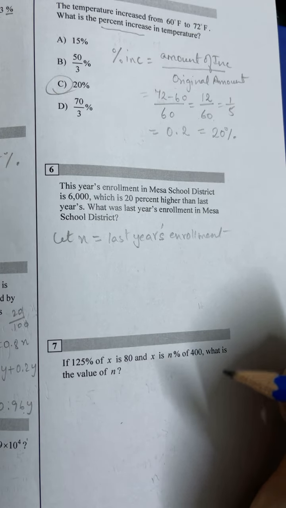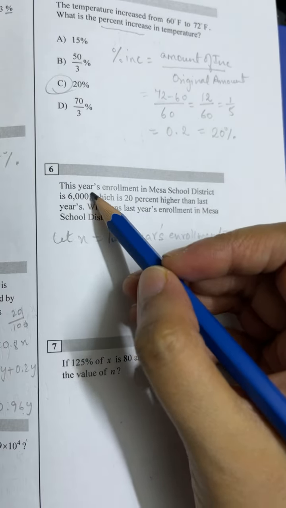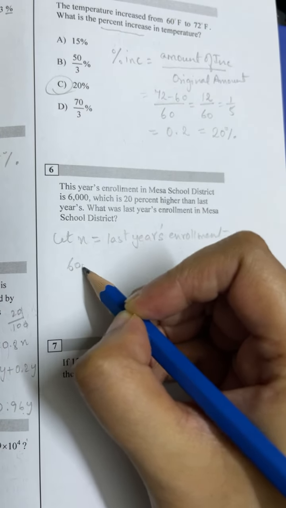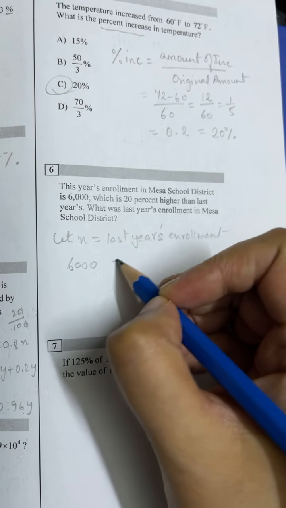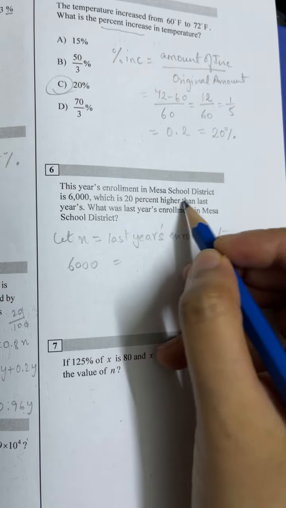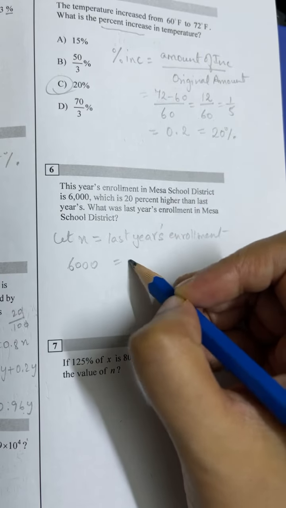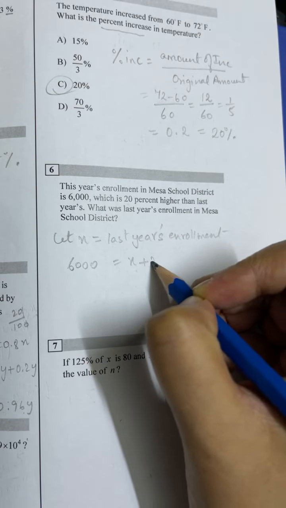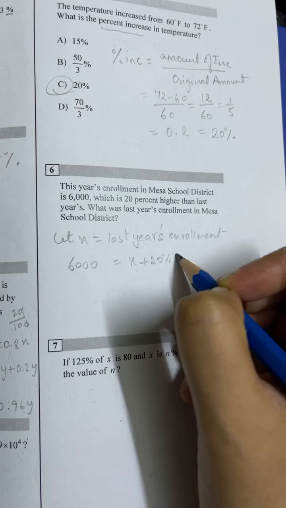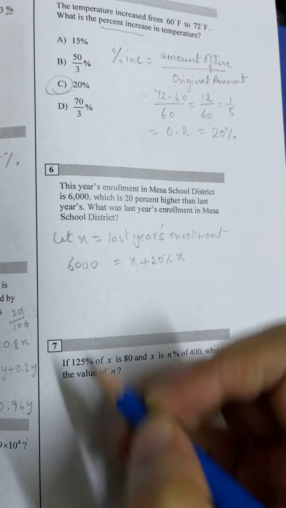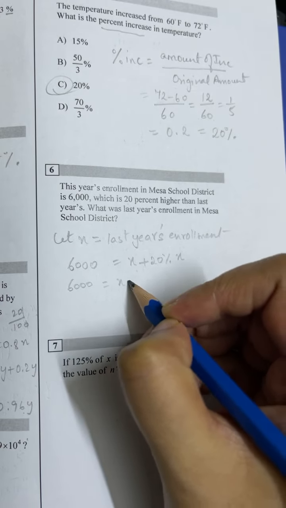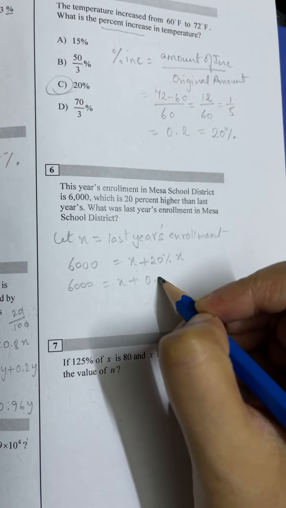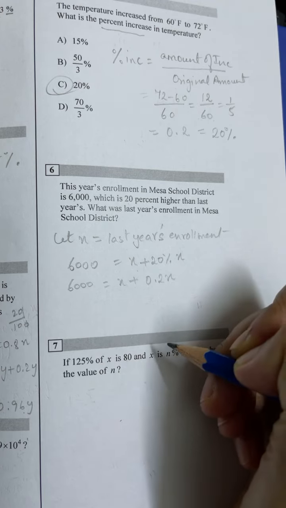Let x equal last year's enrollment. Now what are we going to do? 6,000 were enrolled this year. Enrollment is 6,000, which is how many percent? 20% higher than last year's. Last year was x plus 20% more. Is that right? Yes. So 6,000 equals x plus 0.2x.